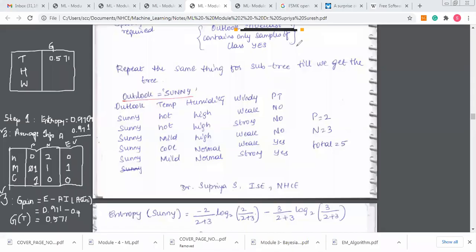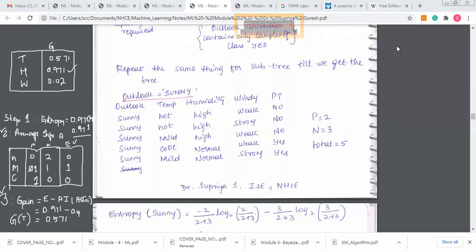Come again? 0.971, ma'am. Okay, 0.971, fine. How about for the windy? Any values for the windy? Yes, ma'am, it's 0.02. Okay, 0.02. So among these gain values, which is the highest one? Ma'am, the humidity. Yes, so the humidity will now become the next decision node.